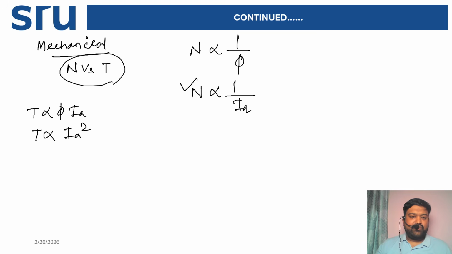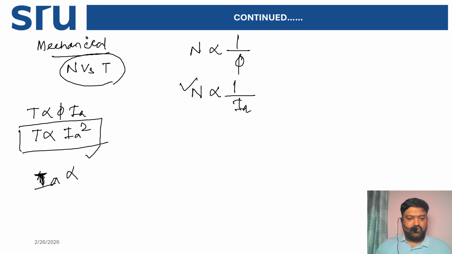If torque is directly proportional to Ia square, can I write that Ia is directly proportional to the root of T? Then in place of Ia, you can write N is inversely proportional to root over T.